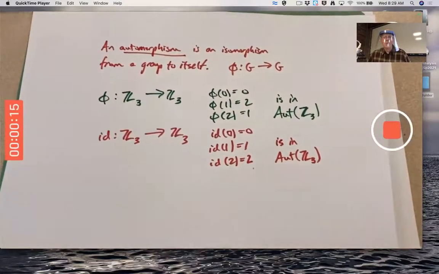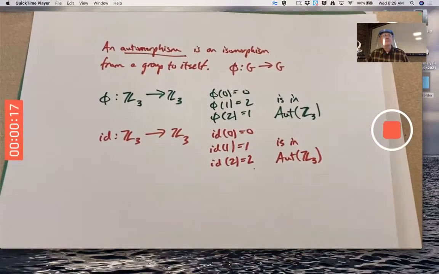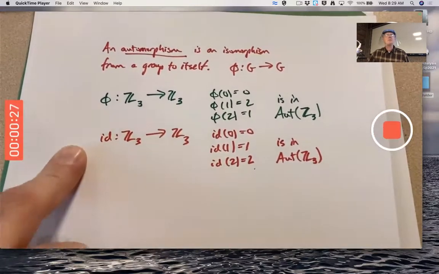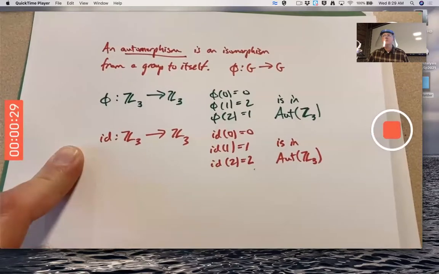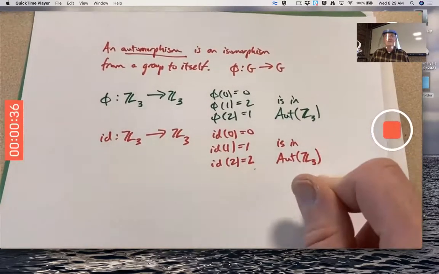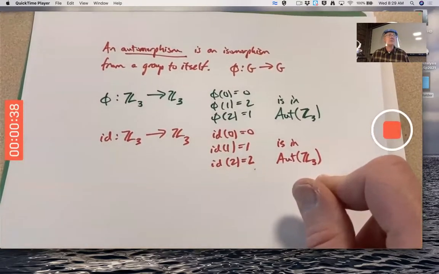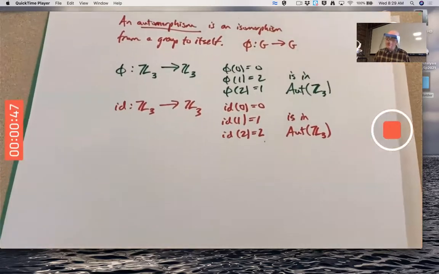These are the only two automorphisms of Z3. There's no others. Would these two functions form a group under function composition? They do. In fact, Aut Z3, or Aut of any group, the set of automorphisms of any group is always a group under function composition. What would be the Cayley table?